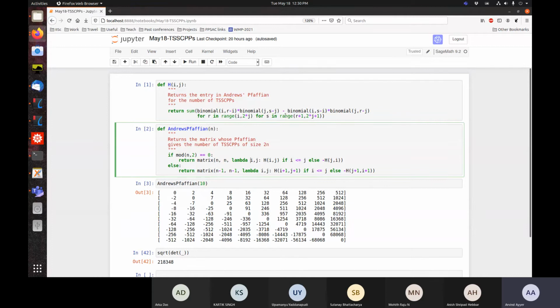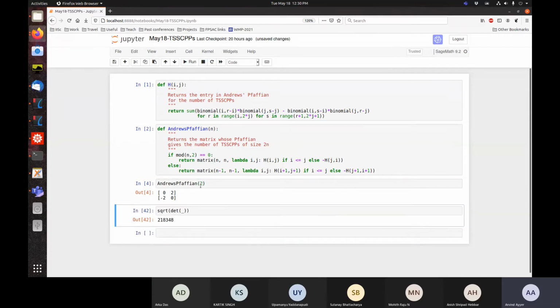Notice if i is equal to j, this is automatically 0, as it should be. And if n is odd, then it's an n minus 1 by n minus 1 matrix, but now it's indexed from 1 to n minus 1, so I have to shift i and j by 1, which I do here. Okay, so let's see. If I take the Andrews Pfaffian of size 2, its Pfaffian is clearly 2.